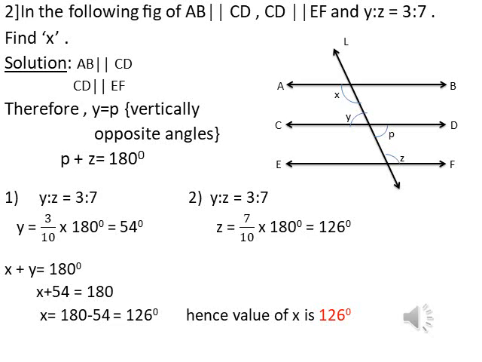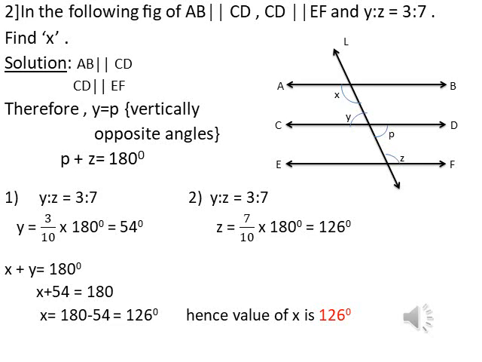So here in this figure, can you see Y is vertically opposite to P? Angle Y is equal to angle P, because they are vertically opposite angles. And if we try to see, P and Z are the interior angles between the parallel lines CD and EF. They are on the same side, the right side, of the transversal. If we add P plus Z, we will get 180.